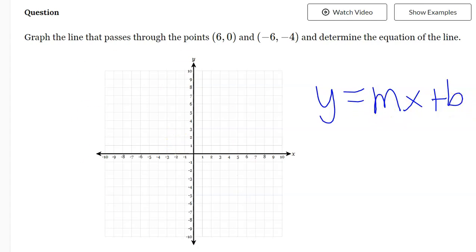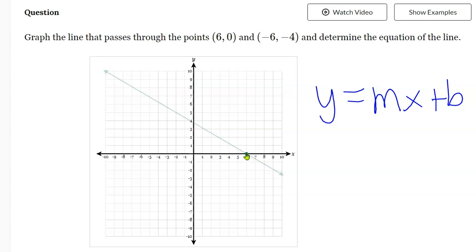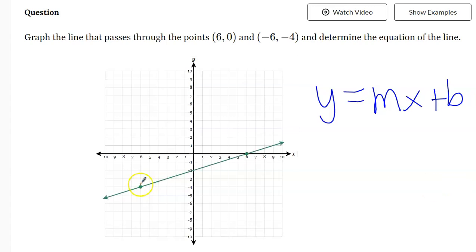to see the line. So I'm going to graph the point at 6 on the x, 0 on the y, and click, and then negative 6 on the x and negative 4 on the y, and click. And now I have my 2 points. I can find my rise and run, which is a rise of 4 and a run of 12. So I'm going to get 4 over 12 here.